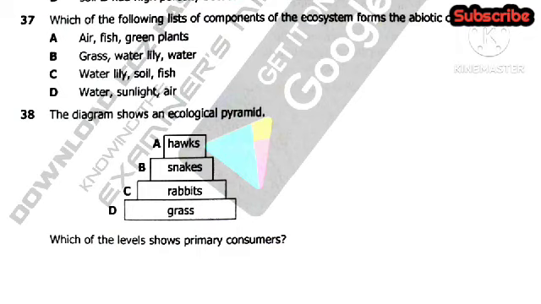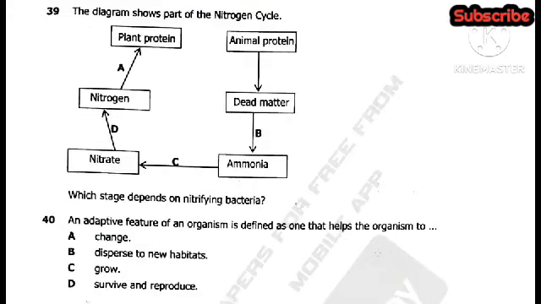You see, grass has 100% energy, and grass will be eaten by rabbits. Rabbits will be eaten by snakes, and snakes will be eaten by hawks. That's why the energy level is decreasing. So the answer is C, primary consumers. The first organisms to feed on grass are rabbits. So the answer is C.